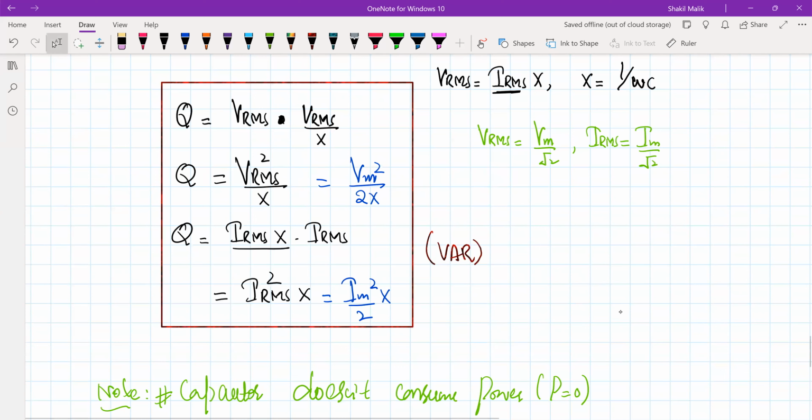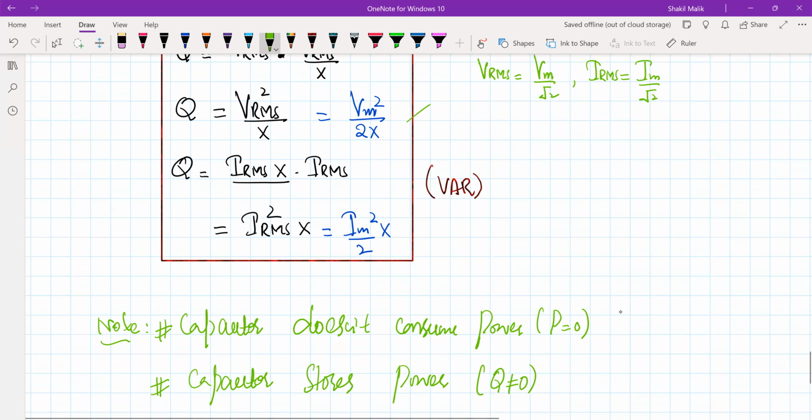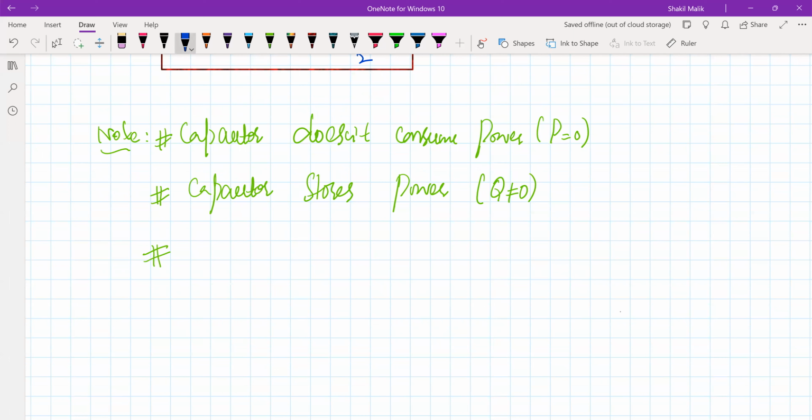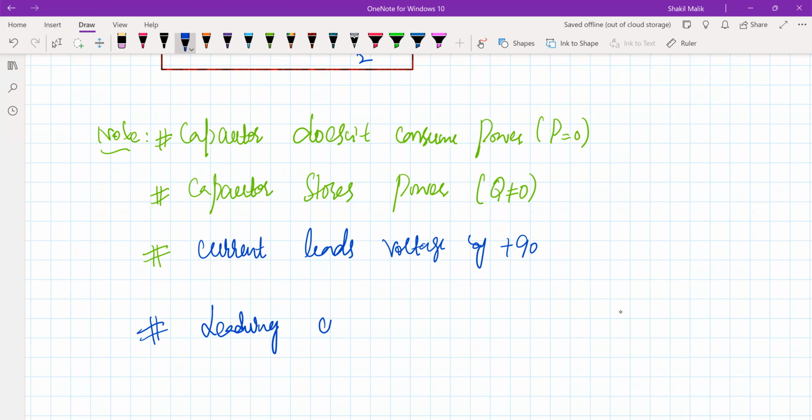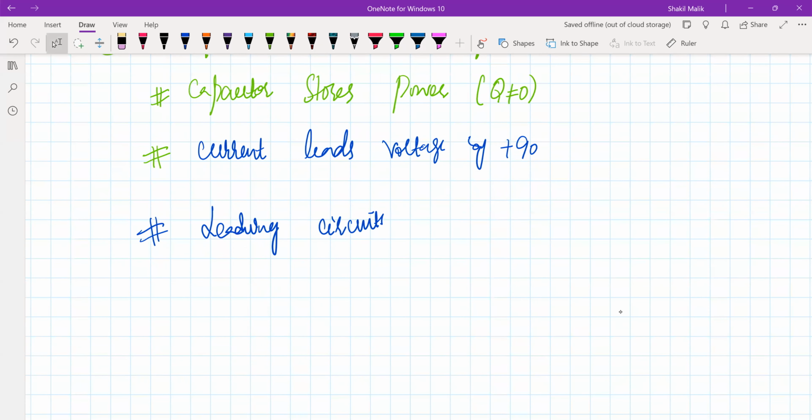And how do we define Q? Q is defined in terms of voltage and current. Current leads the voltage by 90 degrees. Current leads voltage in a capacitor by plus 90 degrees. That's why capacitive circuits are also referred to as leading circuits. And Q for a capacitor is negative. So if Q comes out to be negative in the calculation, you can simply say that this is a leading circuit or simply a capacitive circuit.